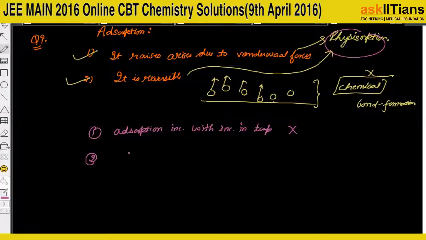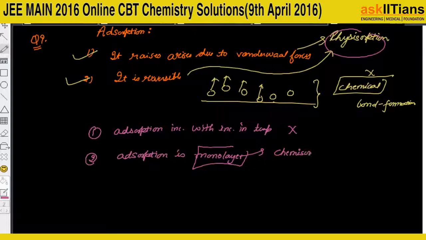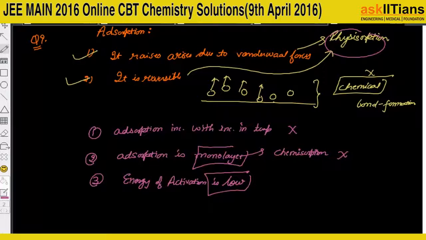Second option, adsorption is monolayer. Again, this is a wrong option because monolayer adsorption will be in the case of chemisorption. But this is not a chemisorption case, so this is again a false statement. The third is energy of activation is low. This is a correct statement. Now why is this statement correct? Because it's just physisorption. The amount of energy required for activation is very less, and I'll say this is the correct option.